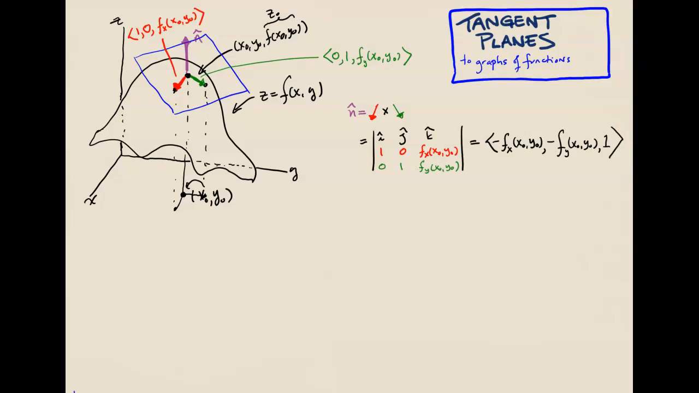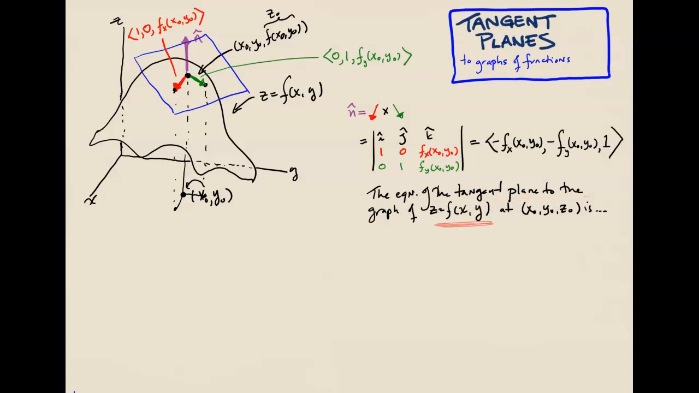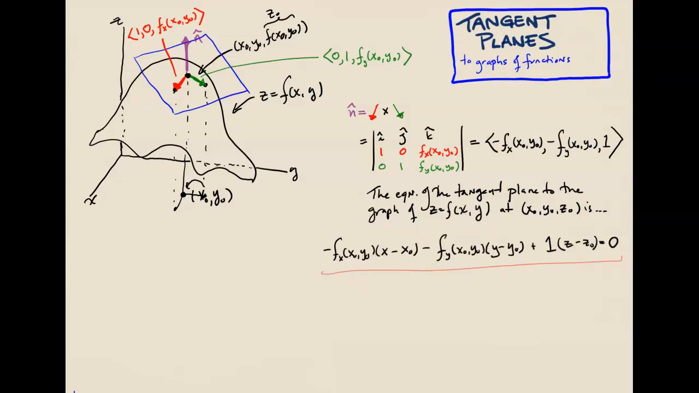So we are now in a position to deduce that the equation of the tangent plane to the graph of z equals f of x and y at this given point is this expression right here. You should remember how to do this from our lecture on planes in general. Remember how it works. These three pieces, these multipliers right there, those are the components of the normal vector we had right here. And then we have just the change in x, the change in y, and the change in z. And it comes out to 0 because we derived this using an important property of the dot product.